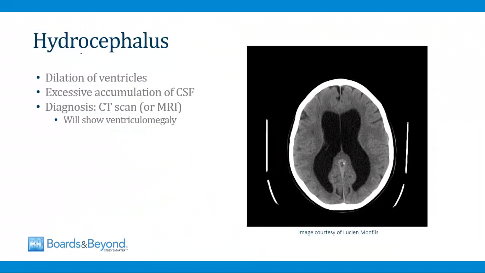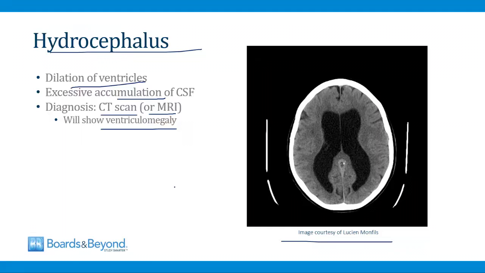Our first ventricular pathology that we'll discuss is hydrocephalus. Hydrocephalus refers to dilation of the ventricles due to excessive accumulation of cerebrospinal fluid. It's usually diagnosed by CT scan or sometimes MRI, and the hallmark finding is ventriculomegaly, which means enlargement of the ventricles. And in this image on the screen, these two ventricles are massively enlarged compared to the normal ventricles we saw at the beginning of this video.